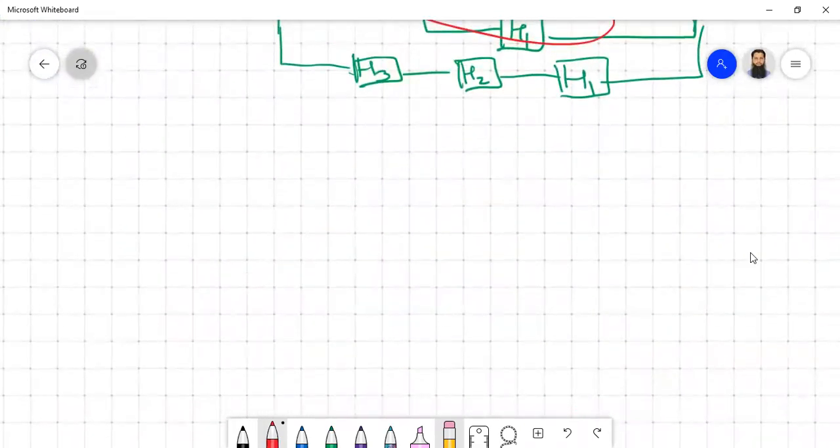The final one is the most difficult one I have ever encountered. So example 5.5. Let's see how complicated that one is. Okay, so we have something like this.